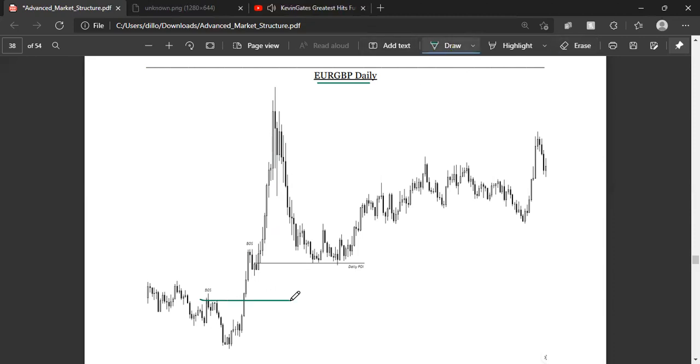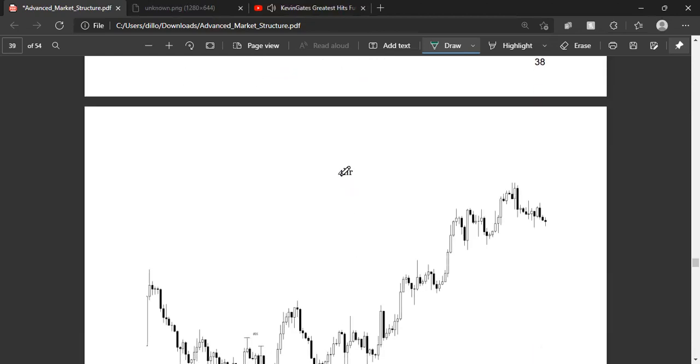So we forget about this area here and we focus on the next one, right? And so even at this point of interest here, we would want to see a break of structure. Same with this one, right? So we go to a lower time frame. We go from the daily, we drop down to the 4-hour.